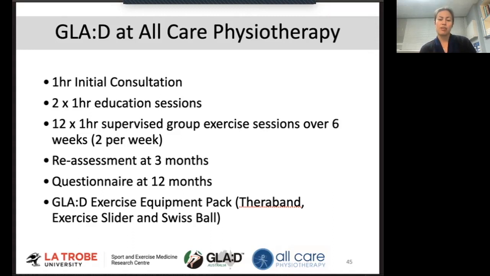So the GLAD program itself consists of 2 one-hour education sessions and 12 one-hour supervised group exercise sessions over 6 weeks. So that's 2 one-hour sessions every week for 6 weeks.